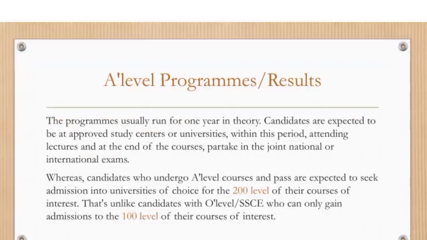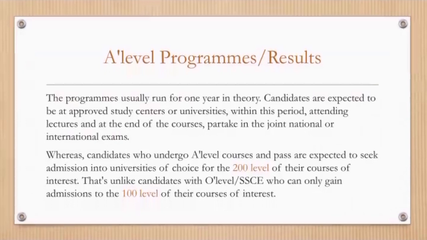The program is usually run for 1 year in theory. So candidates are expected to be at approved study centers or universities within this period, attending lectures, and at the end of the courses, partake in a joint national or international exam. Candidates who undergo the A level courses and pass are expected to seek admission into the university of their choice for the 200 level of the course they choose.